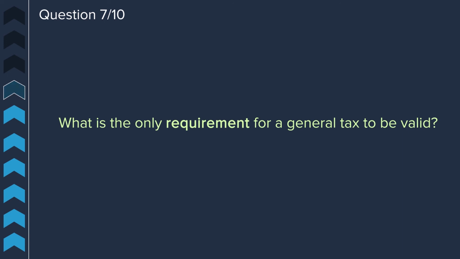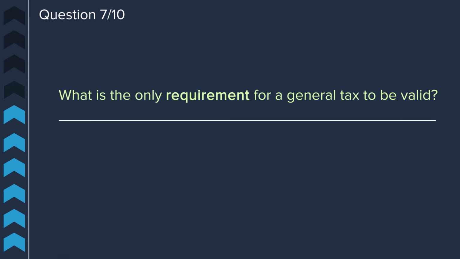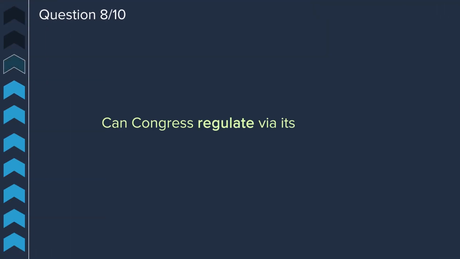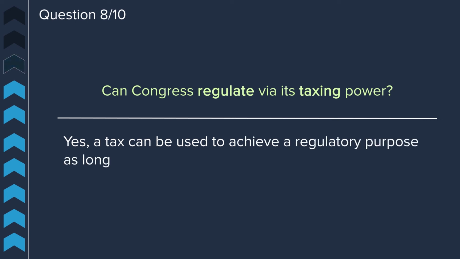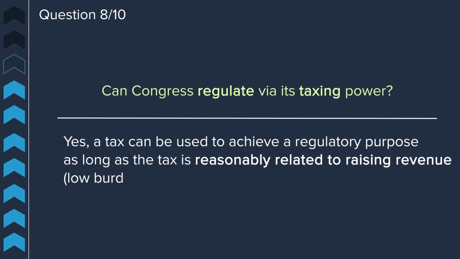Question 7. What is the only requirement for a general tax to be valid? The only requirement for a tax to be valid is that it must raise revenue. Question 8. Can Congress regulate via its taxing power? Yes, a tax can be used to achieve a regulatory purpose as long as the tax is reasonably related to raising revenue, and this is a low burden.